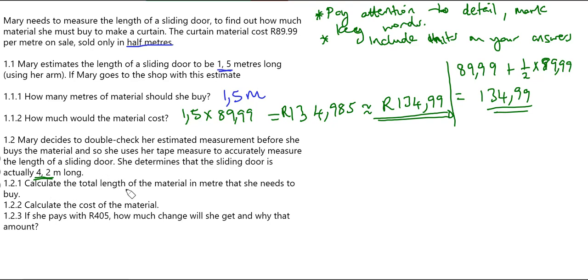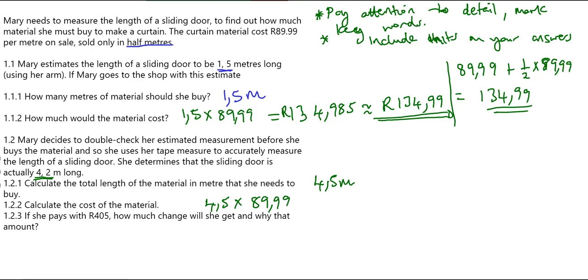Calculate the total length of the material in meters that she needs to buy. So here she needs to buy 4.5 meters, so that she will be able to cover whatever she wants to cover here. Calculate the cost of the material. Okay, cost of the material here, we are going again to say it's 4.5 times 89.99. What do we get there?